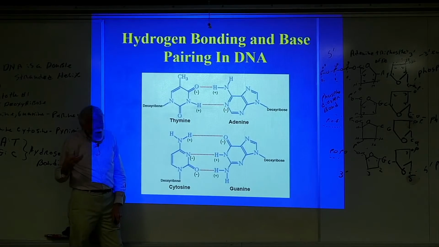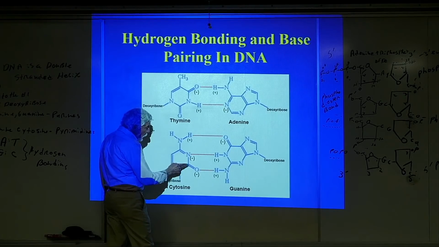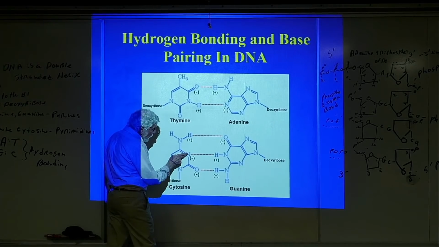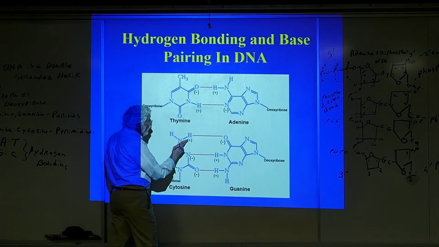We can do the same pattern down here where we take cytosine, which again, remember cytosine is one of the pyrimidines. If we look at its structure, here's a double bonded oxygen, here's a nitrogen that's negatively charged, and here's an amine up here with its positively charged hydrogen.